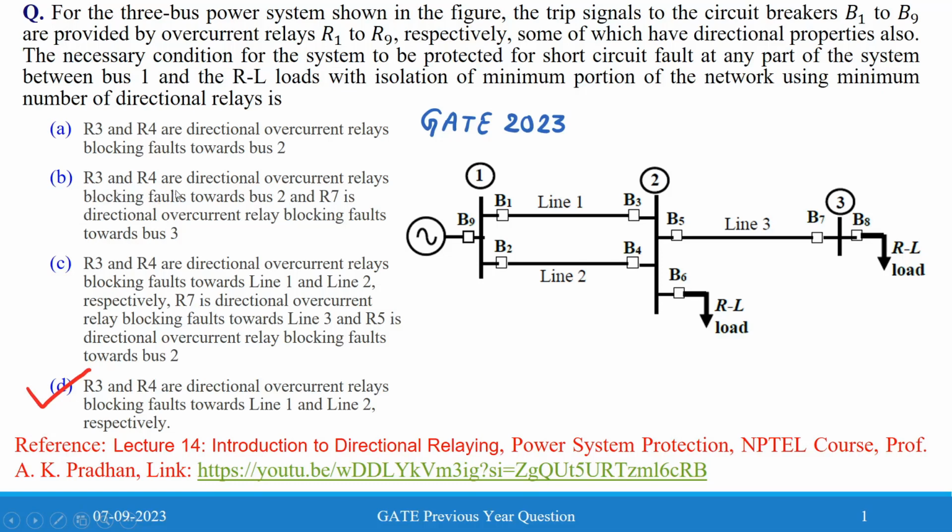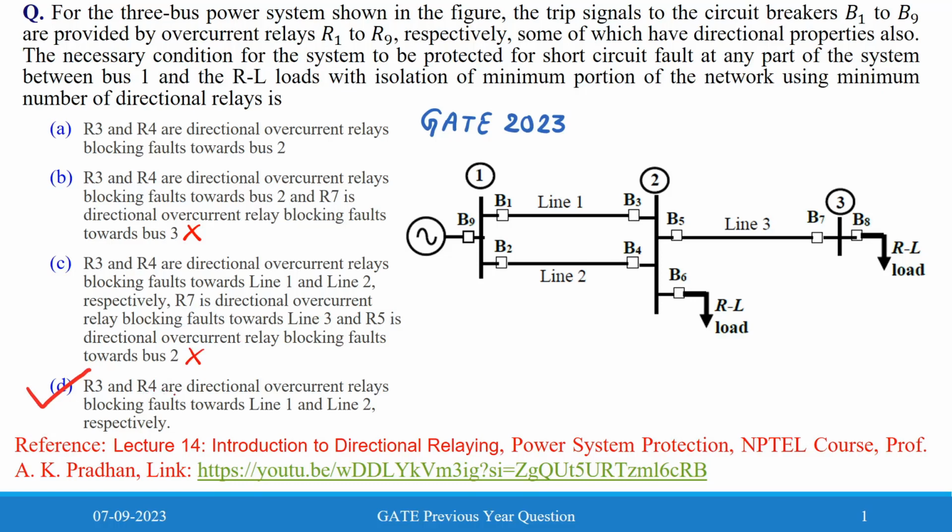B option is R3 and R4 are directional overcurrent relays blocking fault towards bus 2, and R7 is a directional overcurrent relay blocking fault towards bus 3. But R7 will be a non-directional overcurrent relay, so B option will be incorrect. C option is that R3 and R4 are directional overcurrent relays blocking faults towards line 1 and line 2, and R7 is a directional overcurrent relay. So this is also incorrect.